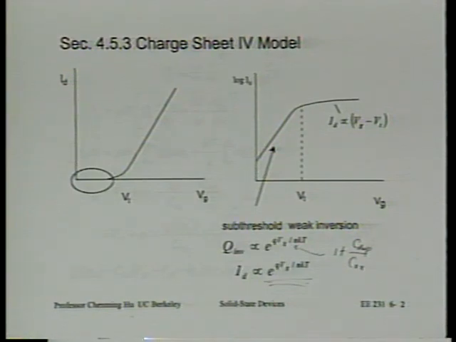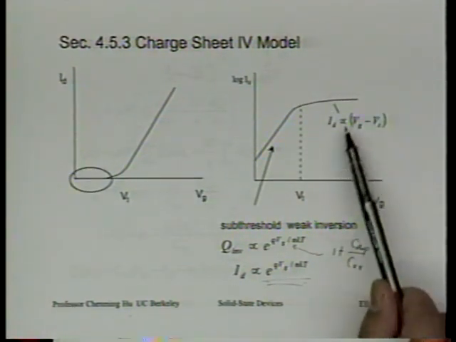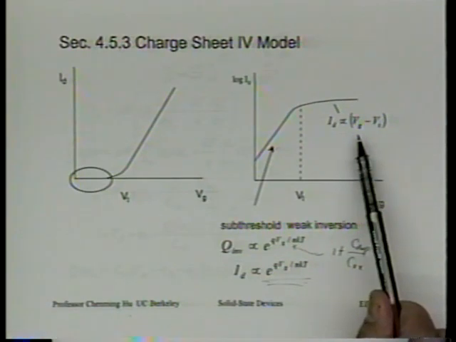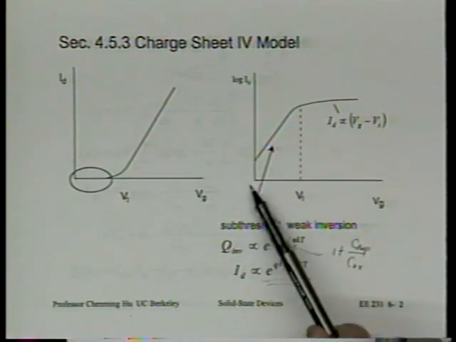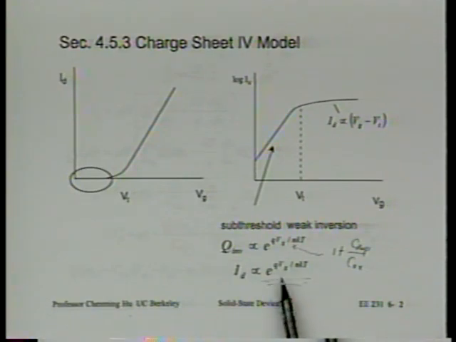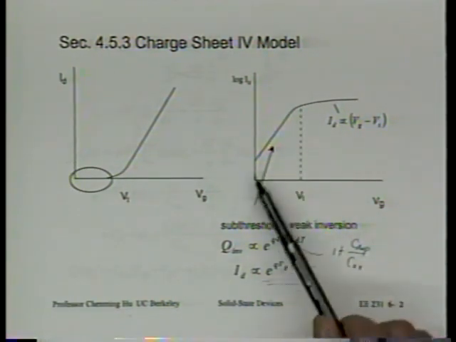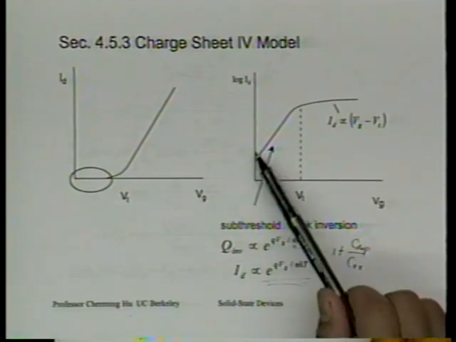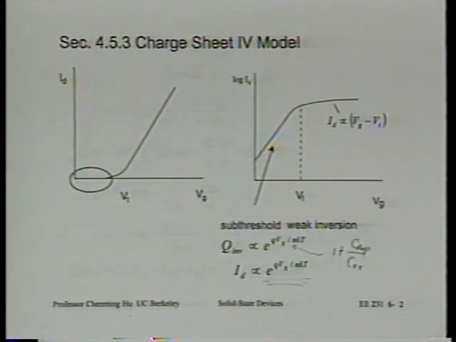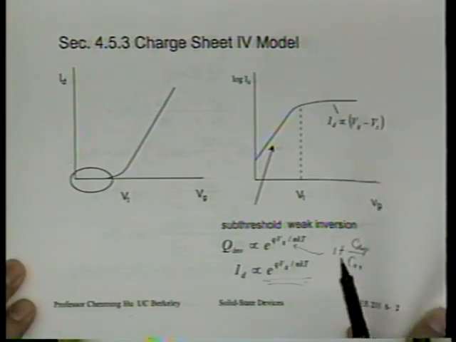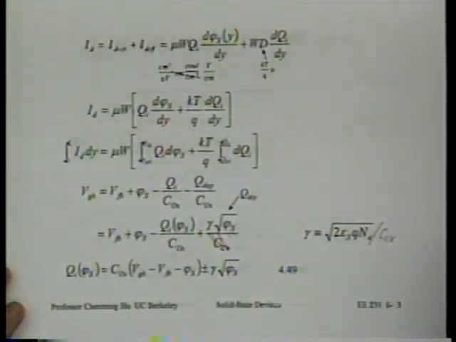The problem with this way of looking at the IV characteristic is that it's a piecewise model, right? We understand this part of the IV as a linear relation between VG and ID. Then we separately understand the subthreshold region as an exponential relationship between ID and VG, right? It's piecewise. What about in between? Is it possible to have an equation that gives us a continuous function of ID as a function of VG? And that's what the chart sheet model will give us, okay? So we'll see how it does that. Okay, next.